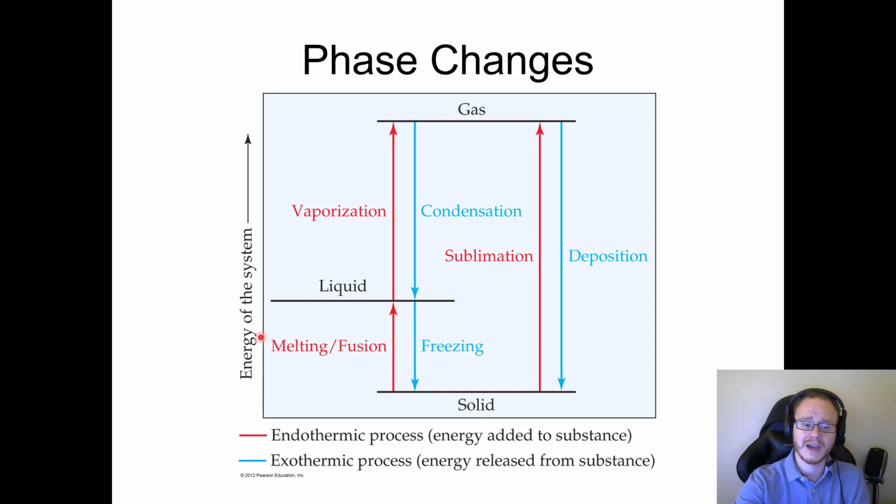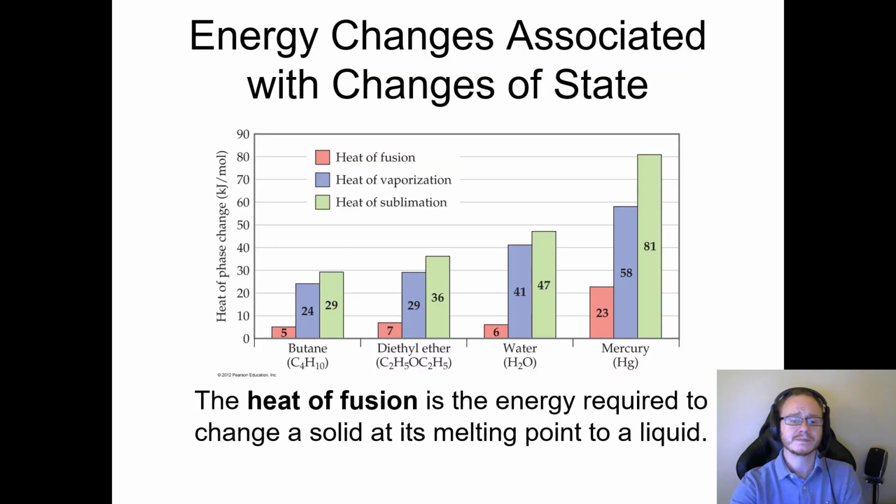If you notice on the y-axis here, this is the energy of the system. However, once we transition from a liquid to a gas, we must break every single force present. This takes more energy in pretty much every single circumstance, and we can see that in this graph. It does take more energy. So, what do we call this energy? We call this the heat of fusion.